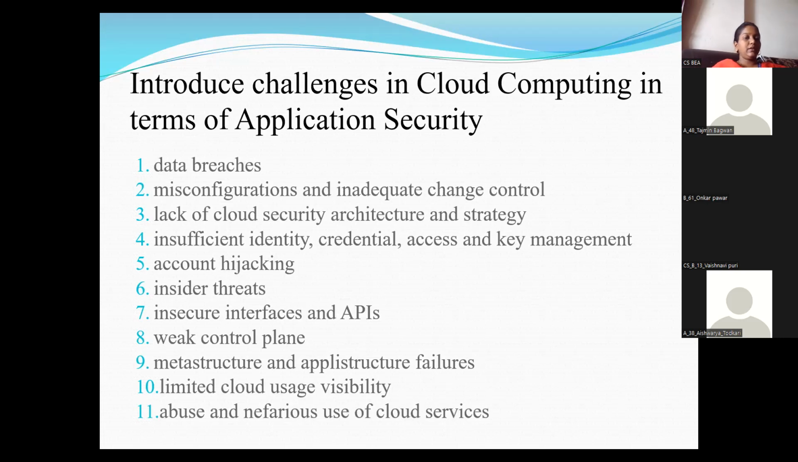CSPs conducting the penetration testing and providing findings to the customer, and customers implementing the features and controls in the cloud native designs.